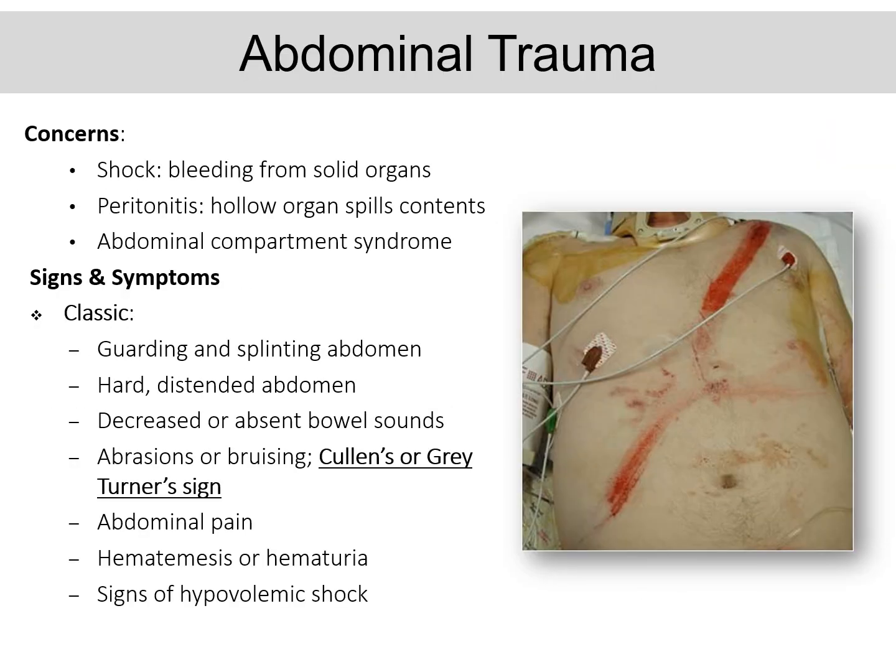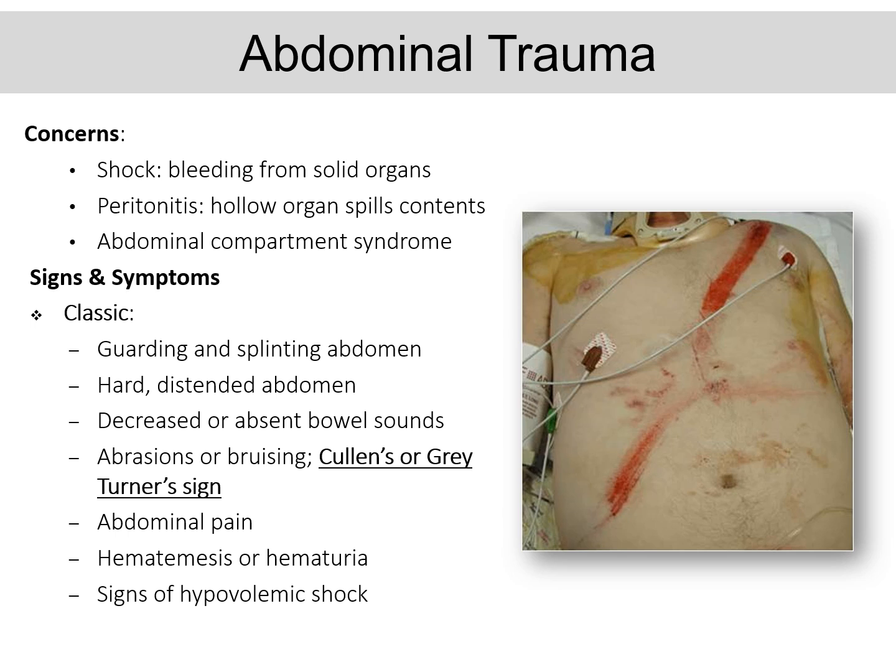So our biggest concerns with abdominal trauma is shock because the patient can be bleeding internally. Peritonitis is when the peritoneal cavity around our organs fills up with either blood or the contents of an organ. And then these patients could be at risk for abdominal compartment syndrome, which is when the pressure gets so high from all of that extra fluid that it starts pushing on tissues and organs and causing issues that way.